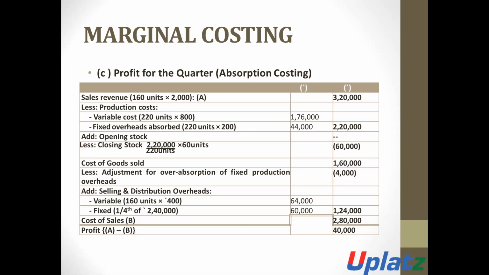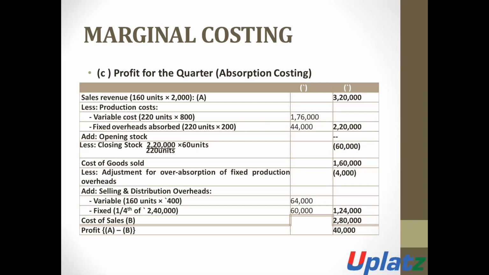We will reduce all the production cost. Sorry, variable cost is 800 rupees per unit and the number of units produced is 220 units in the quarter. Then the cost will be 1,76,000 and the fixed overhead cost is 44,000. Then the total amount of cost is 2,20,000.